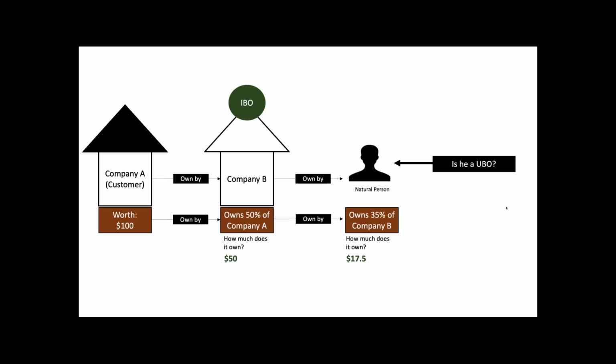Yeah, he owns 32.5. $32.50 of the... No. He owns 35% of company B. So let me break it down. Company A says I am $100. Company B says I own 50% of you, which is $50. Sorry guys, I missed like 10 or 15 minutes of this.